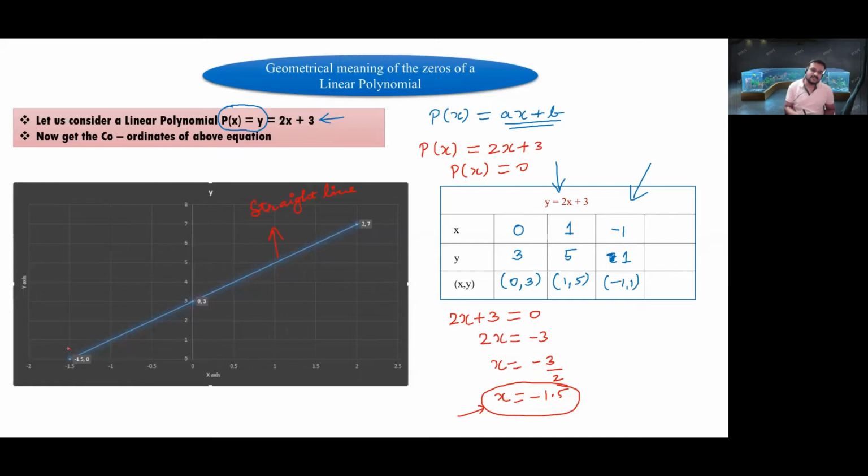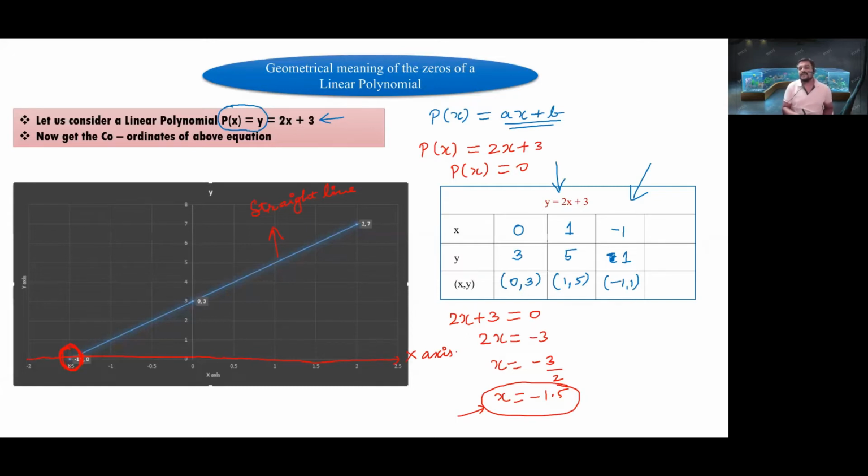अभी graphically भी check करेंगे. देखो यहाँ पे, concentrate at this point. At this point, it is intersecting the x-axis. This is my x-axis. And the point at which this line is cutting the x-axis is (-1.5, 0). So from here also, graphically, the zero is minus 1.5.